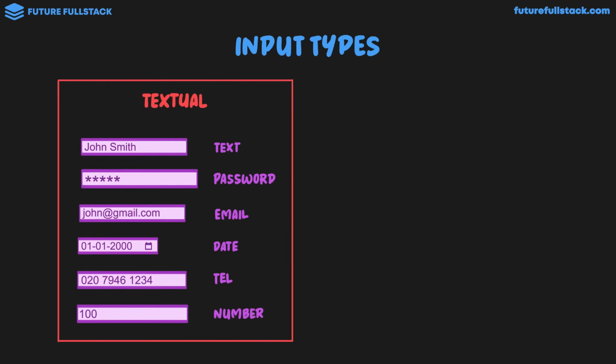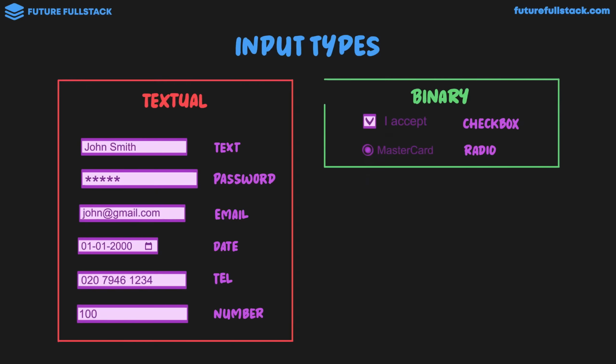Another input type is called binary. There are two examples of a binary input, a checkbox and a radio button. We'll be looking at the checkbox and radio button later on in this topic. Then we have a file input, which allows users to upload a file like a passport photo when applying for a new bank.